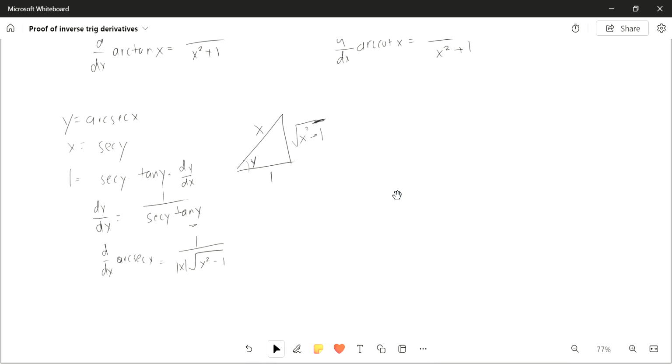So that means the last one is cosecant, and you can imagine the pattern that's used by cosecant. It'll probably be the negative of this derivative up here. But let's verify it. y is equal to arc cosecant x. So that means x is equal to cosecant y. We differentiate both sides.